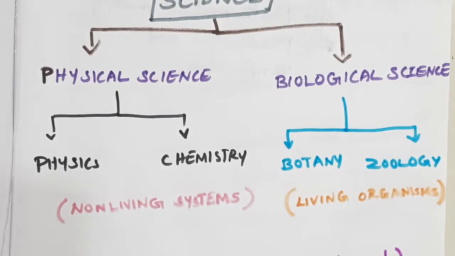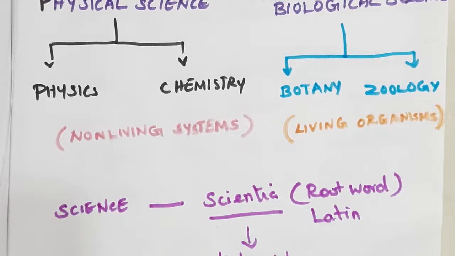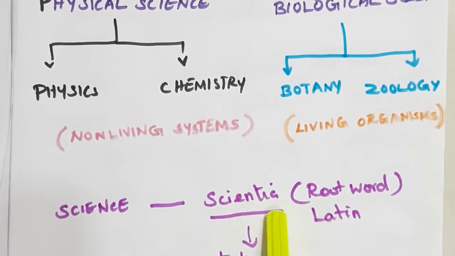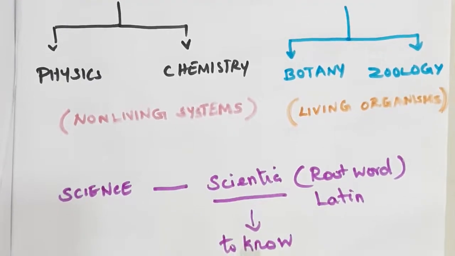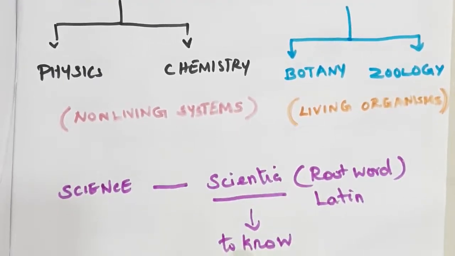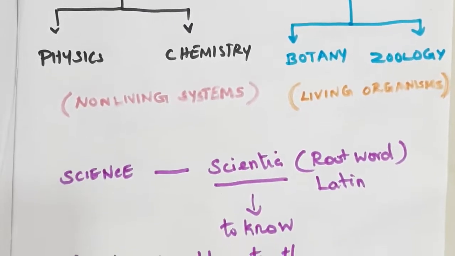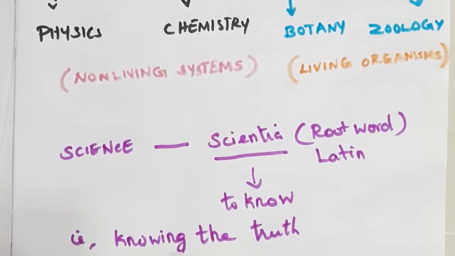Let's see the meaning of science. Actually, the word science is derived from the Latin word scientia, which means to know. To know. So what is the meaning of science? Knowing the truth. The meaning of science is knowing the truth.